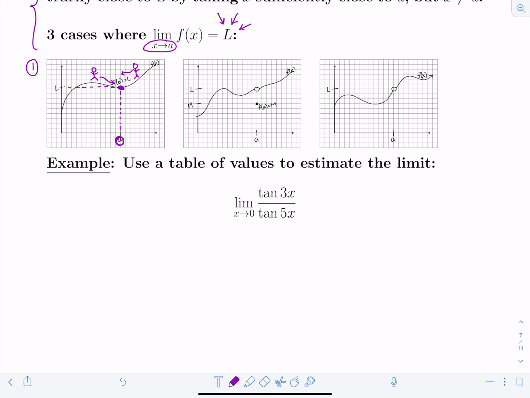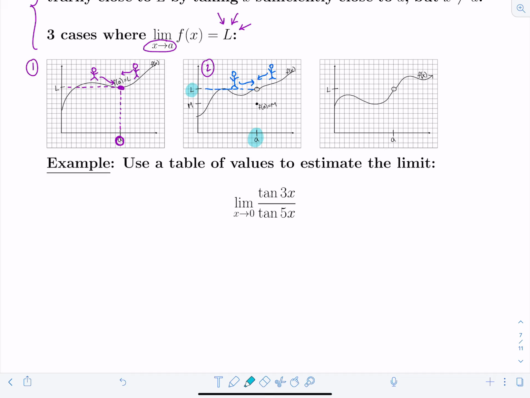Okay, now look at case 2. Things are getting a little different here. So you're still walking on the graph. Here's where x is equal to a. So you're walking that way from either side. Maybe you're walking this way. And once you get very, very close to a, what y value are you near? Well, it looks like, again, the limit is going to be L. You're near the y value of L.